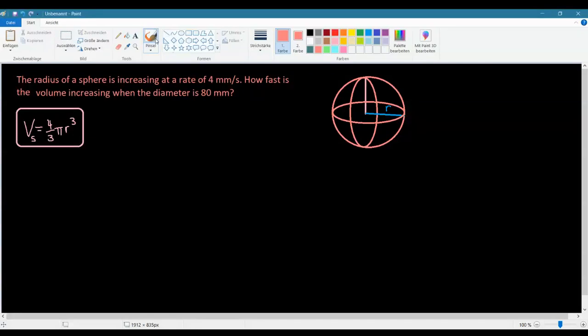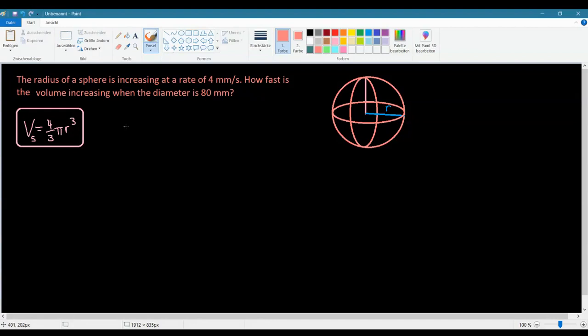Okay, today we're going to do our fourth practice of related rates word problems. So here is a sphere, because this problem is going to be a volume of a sphere problem, right? Here's my haphazard sketch of a sphere with a radius r in blue. The radius of this sphere is increasing at a rate of 4 millimeters per second, and we want to know how fast the volume is increasing when the diameter is 80 millimeters.